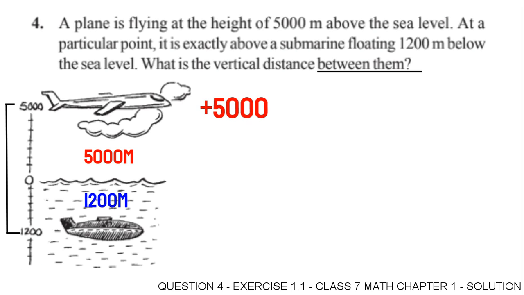So the 5,000 meters, since it says above the sea level, is plus 5,000 meters. And if we're finding any difference between something, we do minus, as in the previous example. If we're trying to find a difference between them, we do the bigger number minus the smaller number. So plus 5,000 minus, and the submarine is actually below the sea level, and the sea level is at 0, as it says in the diagram. 0 is neither positive, neither negative. So that means the submarine is at negative 1,200. So we have to do plus 5,000 minus negative 1,200.